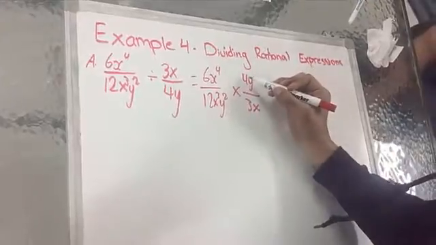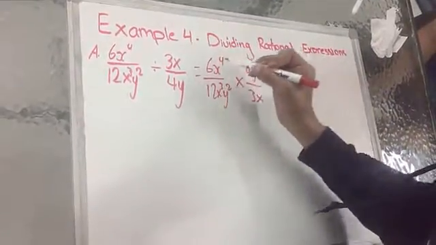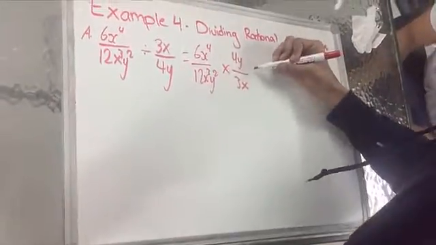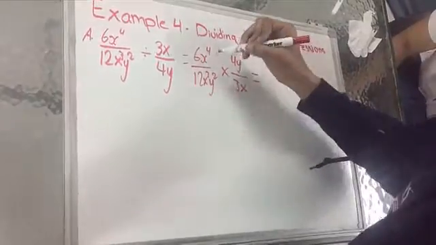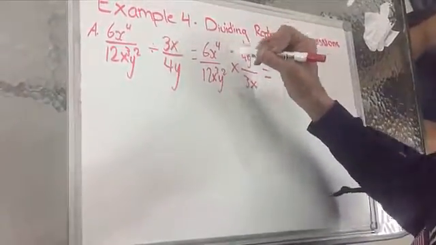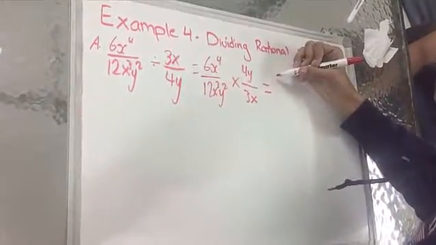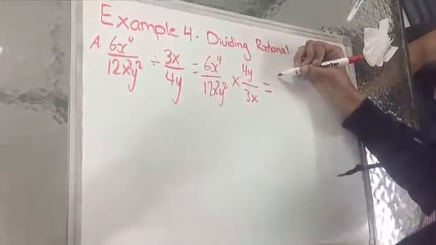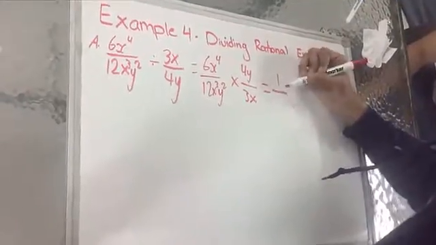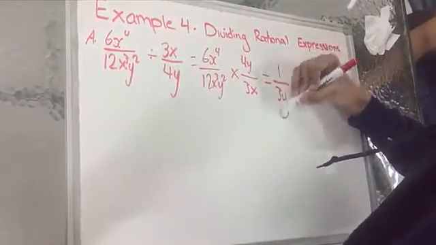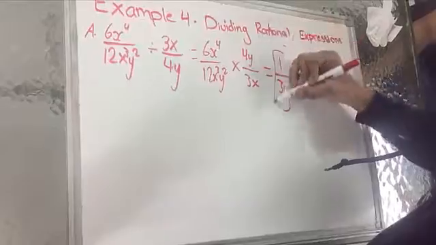In this case, the 4 will be crossed out with the 12, and the 6 will be crossed out with the 3. And also the x's will be crossed out with each other, and the y's with each other. So it's going to be equal to 1 over 3y, and this is the answer.